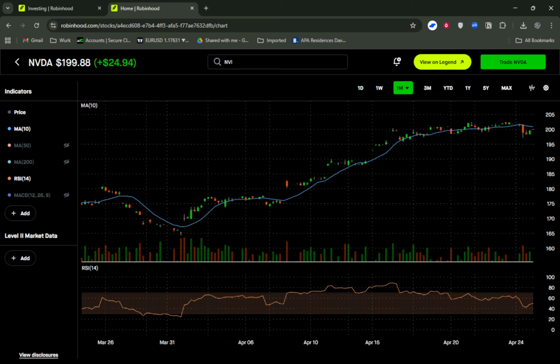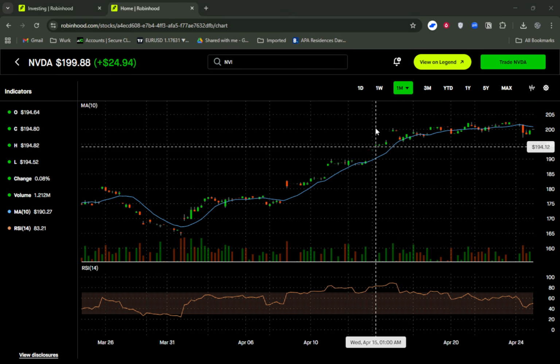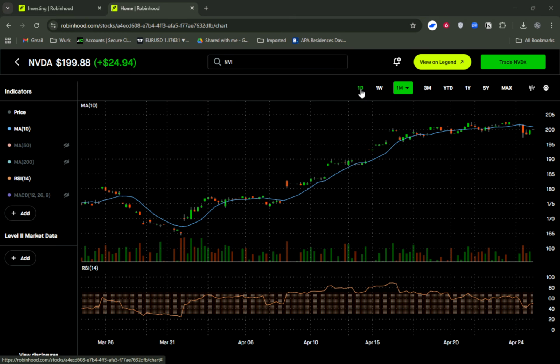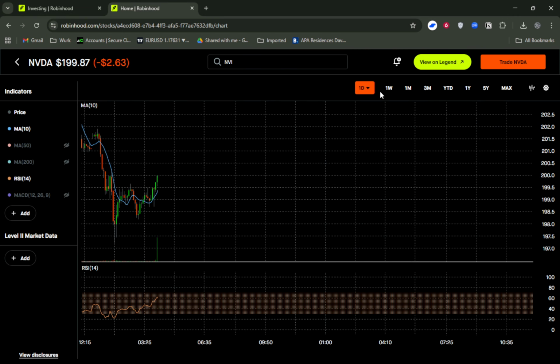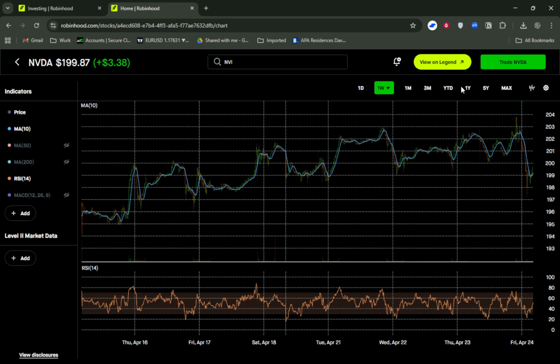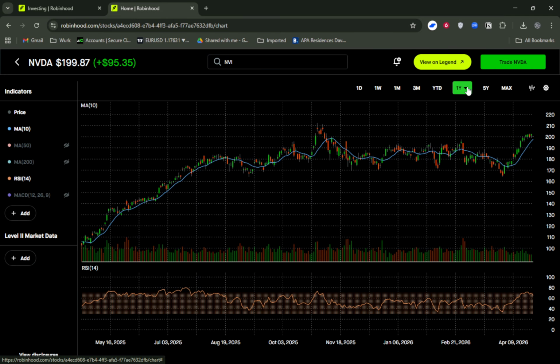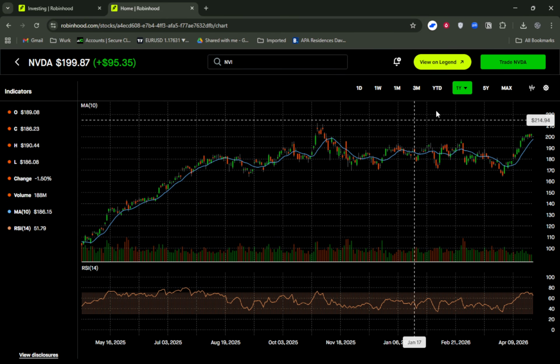Next, pay attention to the time frame. You can zoom from 1 day to 1 week to 1 month and 1 year. Short time frames move fast and can look noisy because you're seeing every small fluctuation. Longer time frames smooth out the noise and make the broader trend much clearer. When in doubt, step back to a longer view before making any judgment.